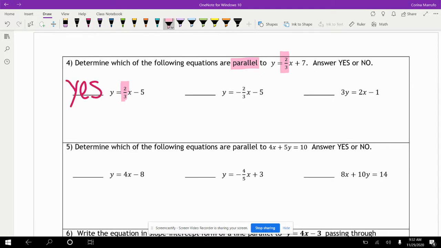Okay, we find the slope on the next one, and this says -2/3. -2/3 is not the same as +2/3. So we're going to put here no.